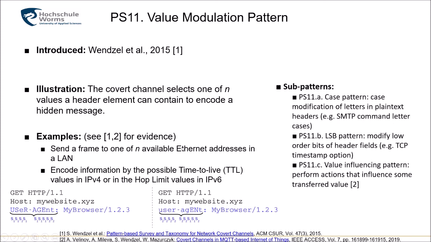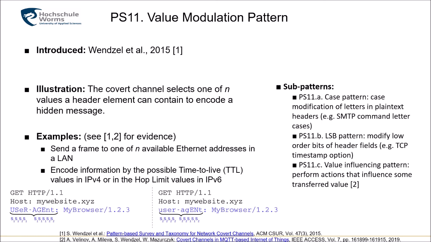There are 3 subpatterns. One is the case pattern that we see here for the HTTP request, where we just modify the case of letters in plaintext protocols, for instance, HTTP, POP3, NNTP, SMTP, things like that. Then there's the least significant bit value, where you modify, for instance, the low order bits of the TCP timestamp option or the TTL of IP version 4.